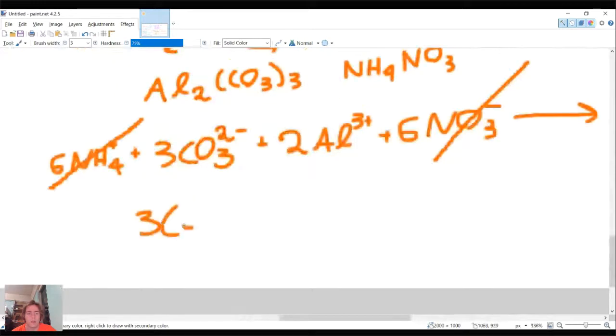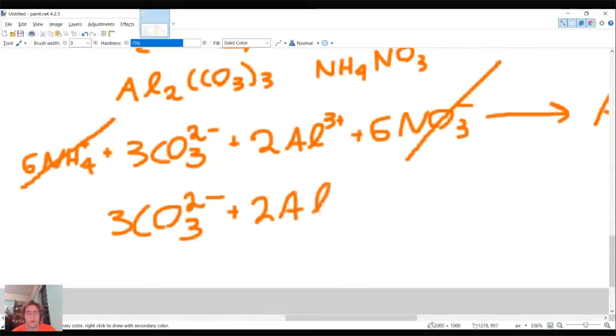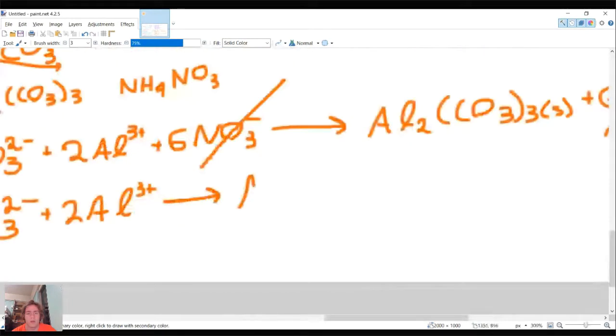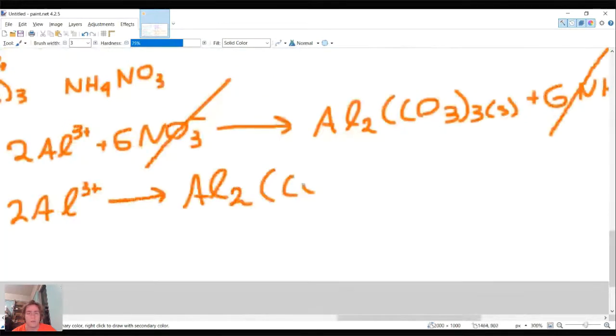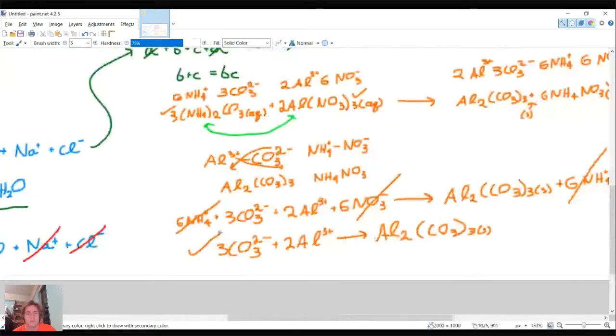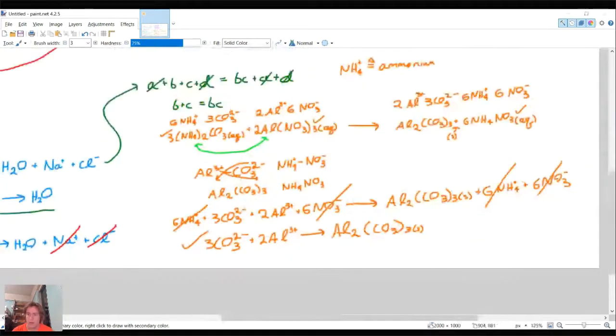get 3 carbonate ions plus 2 aluminum ions, forming this precipitate, Al2CO3 solid. So now we have our net ionic equation. Does that make sense? If it doesn't, just point something out specific and I could talk about it a little more.